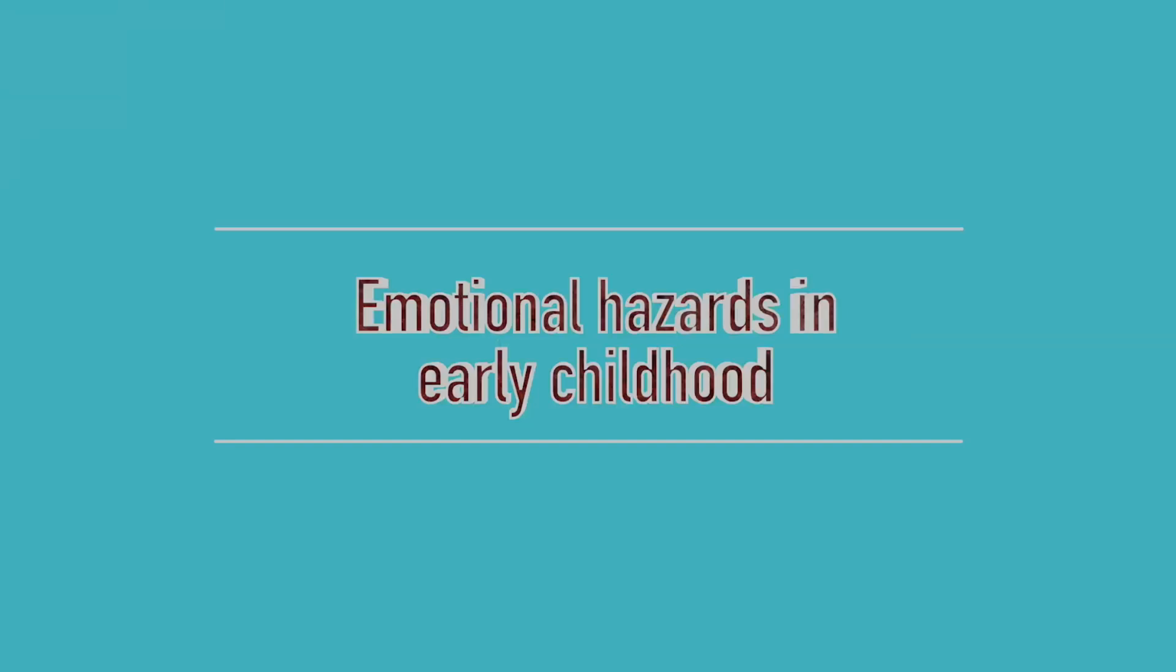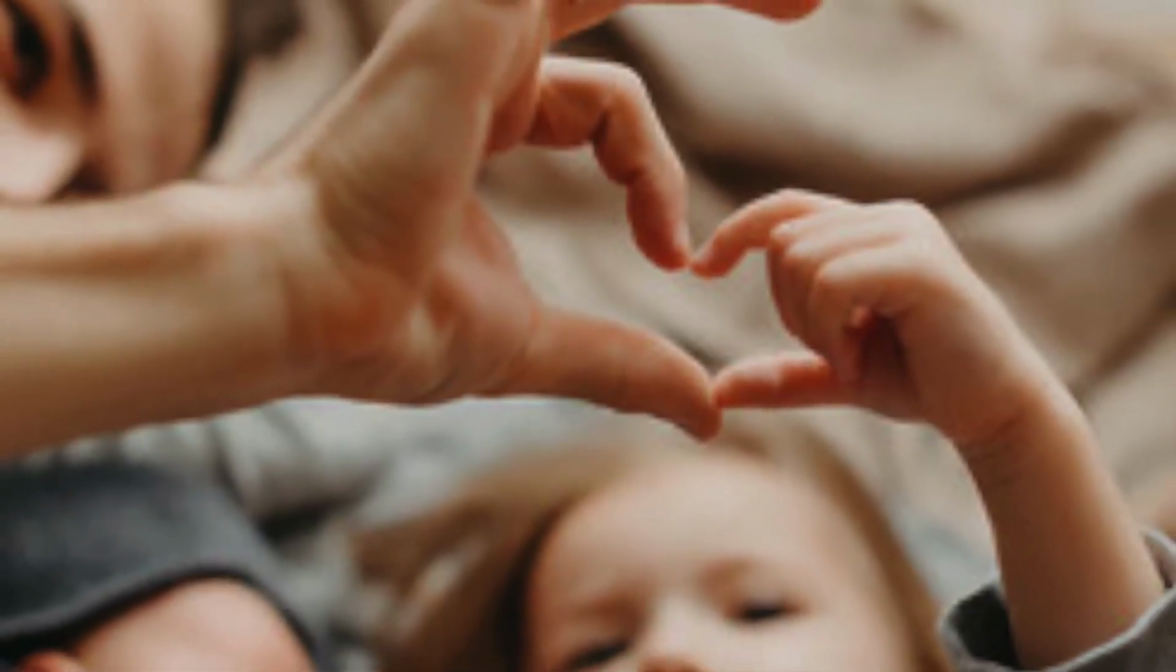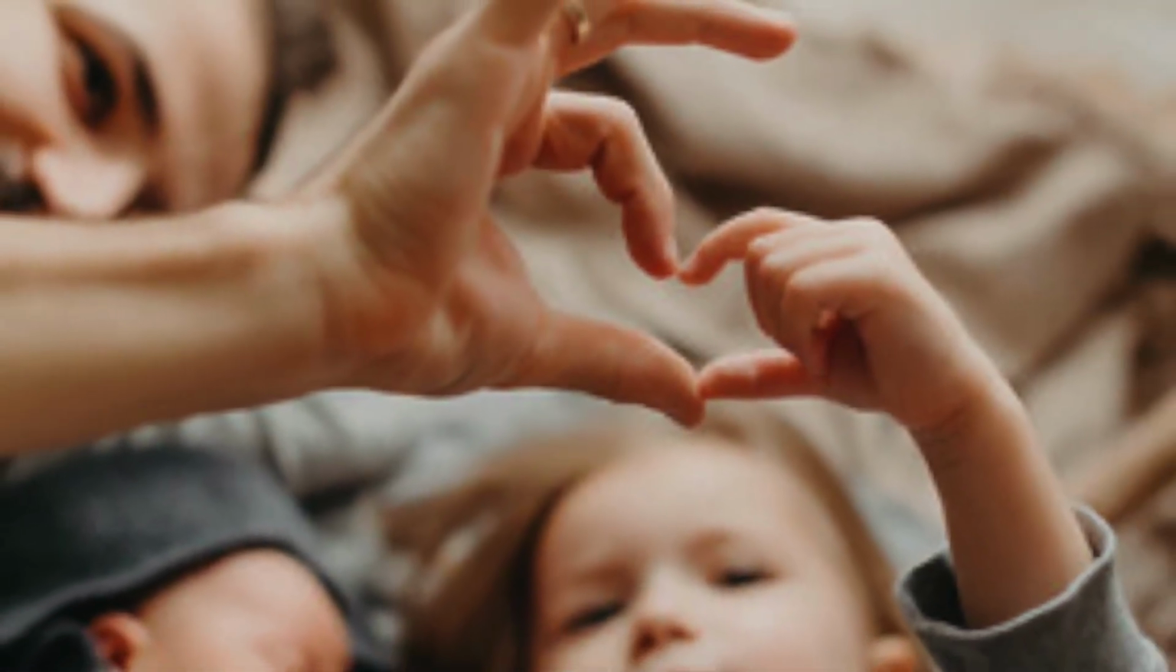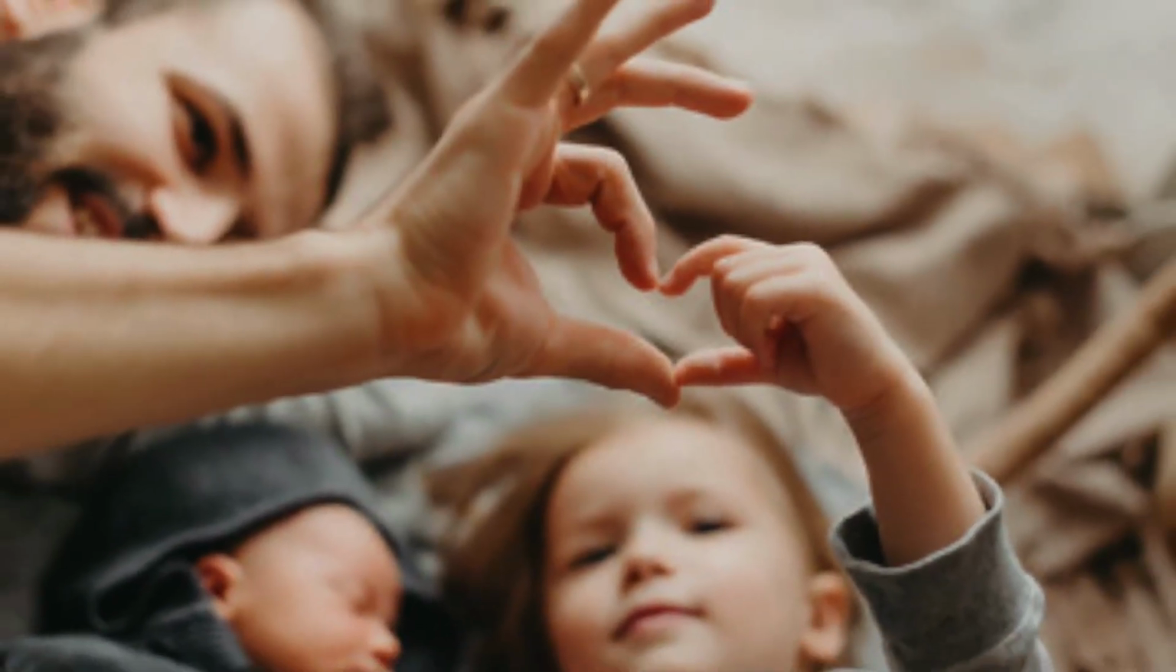Let's take a look at some of the key causes behind emotional hazards in early childhood. Firstly, children need a warm and stable relationship with their parents or primary caregivers. When this emotional connection is missing, children may struggle to form secure relationships, leading to trust issues and insecurity. This lack of emotional stability can impact their ability to connect with others and may result in emotional withdrawal or fear of abandonment.